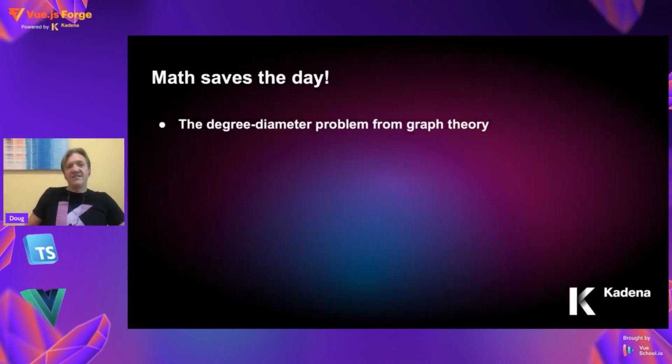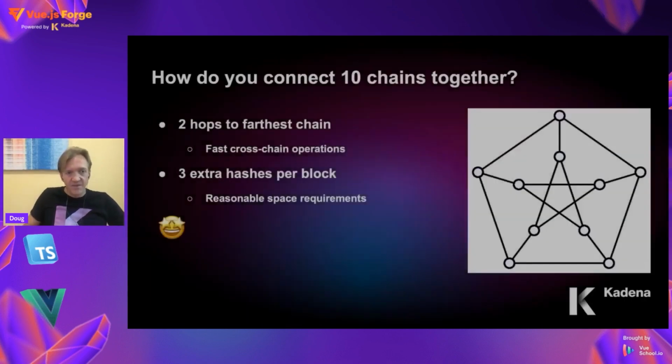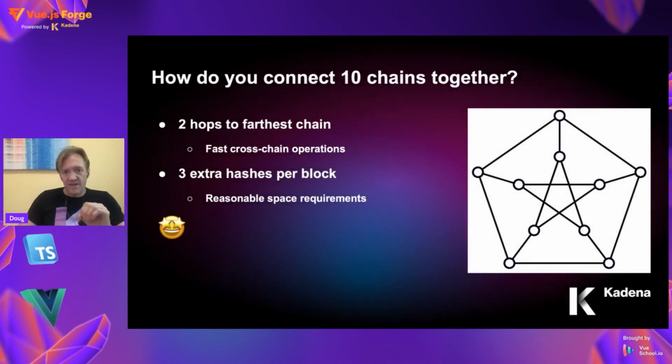But math saves the day, and this is the brilliant realization that Kadena had. The degree diameter problem from graph theory solves exactly this challenge. If we connect 10 chains together in this shape, it's only 2 hops to the farthest chain, and you're only storing 3 extra hashes per block. That gives you reasonable space requirements, and that makes this thing work.